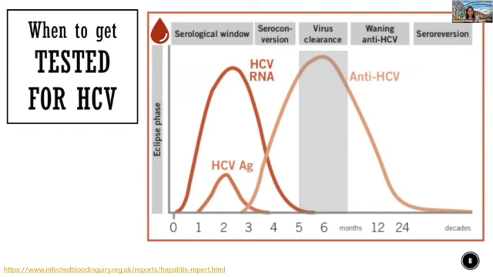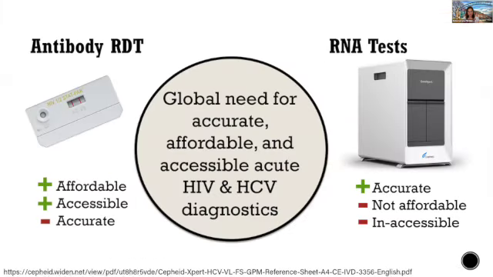However, at this point, we either have affordable and accessible, but not as accurate antibody-based rapid diagnostic tests, or accurate, but not as affordable and less accessible RNA tests. However, I'm putting the Cepheid GeneXpert here because that being that very first approved HCV near-patient test, where this could be in clinics, it's a little bit bigger than the size of a toaster. So it's not necessarily going to be easy to get out to where we're thinking of, but it does bring things much closer to access.